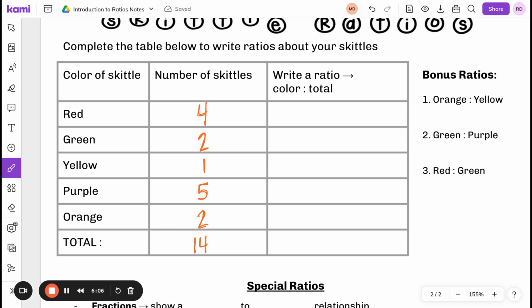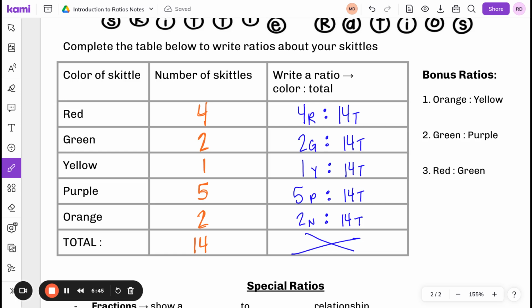All right. Then on this other side, it says to write a ratio of that color to the total. So we have 4 red to 14 total. 2 green to 14 total. 1 yellow to 14 total. 5 purple to 14 total. And 2 orange. I'm actually going to use an N for the word orange only because my O might look like a 0. And then this one, we don't need it because it's just total to total.